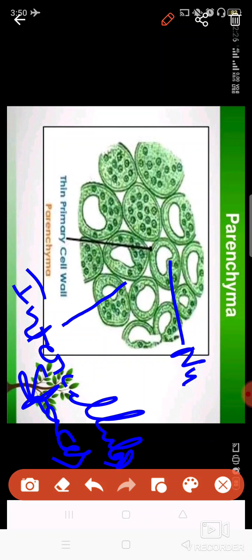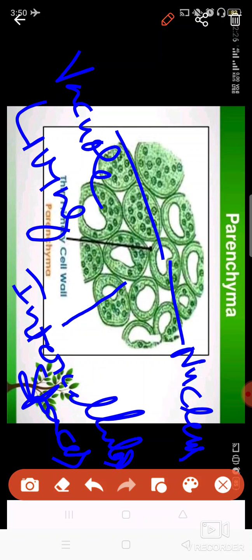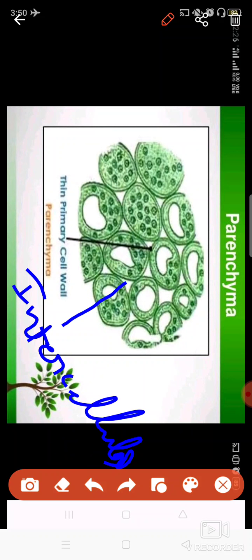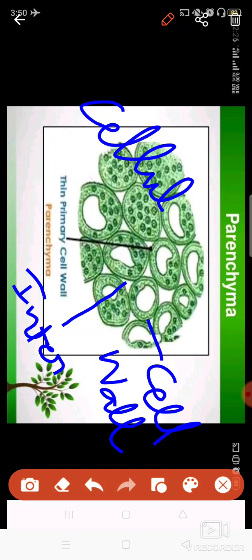Their cells have a broad nucleus, one nucleus is present, and a vacuole is present. These are living tissues, living cells. Their cell wall is quite thin, and this cell wall is made up of cellulose.